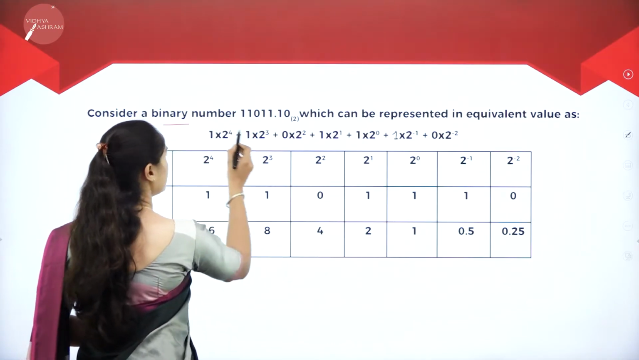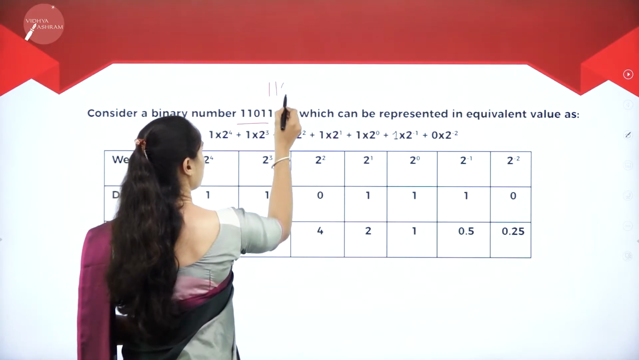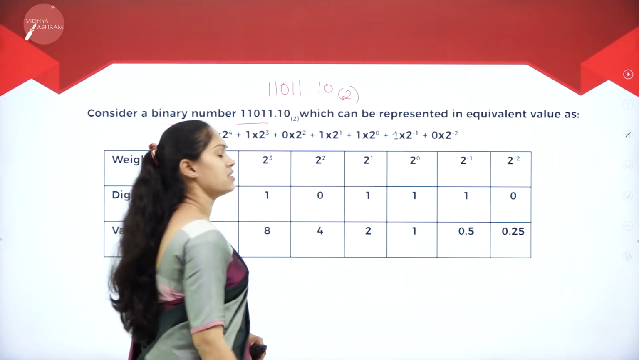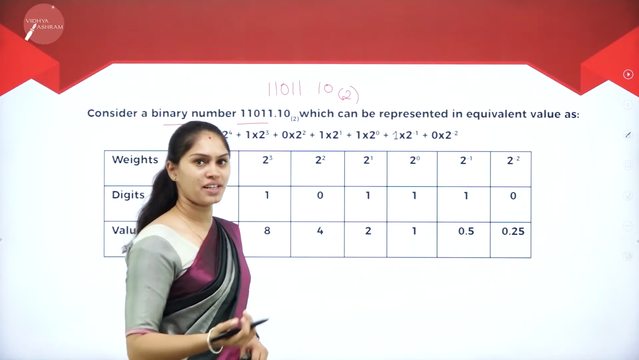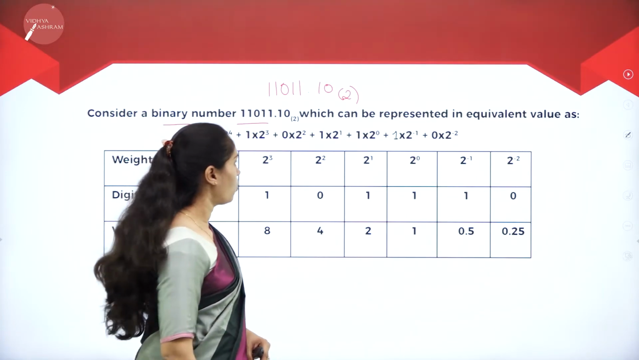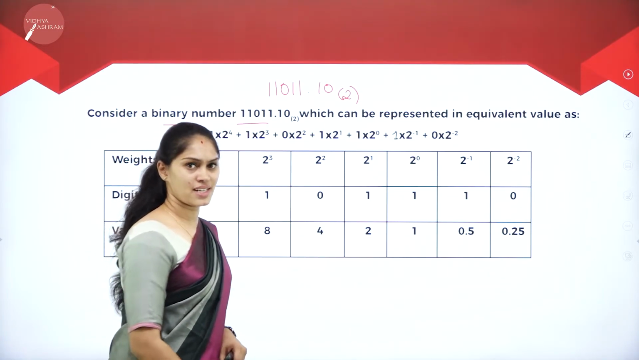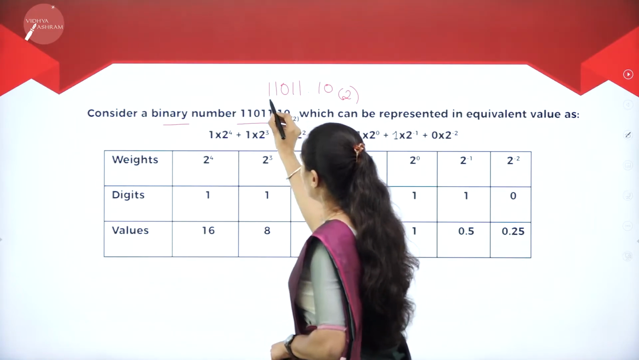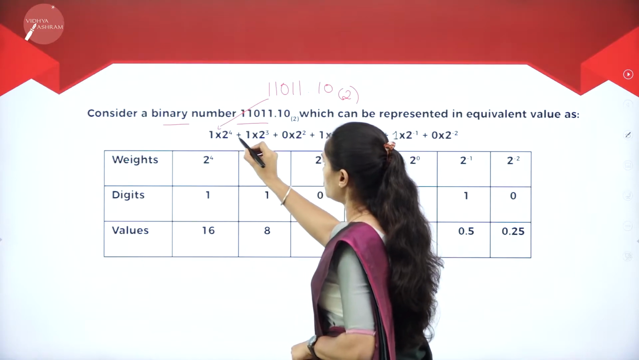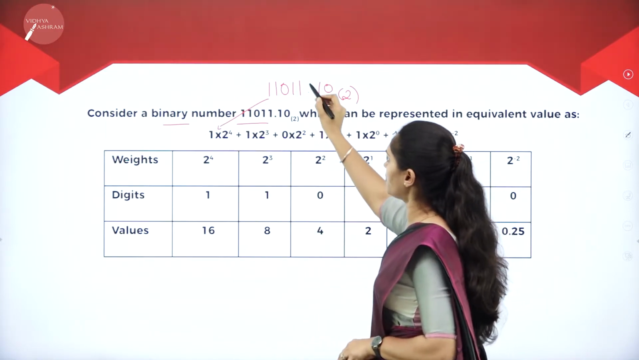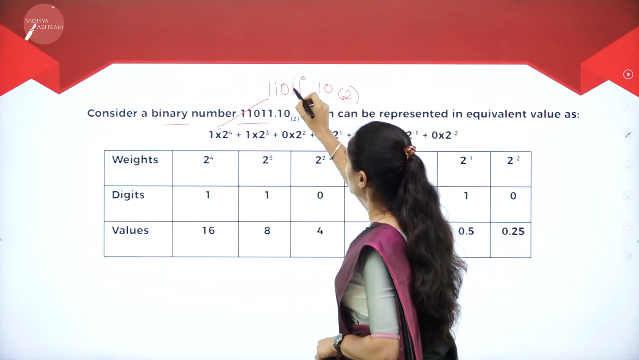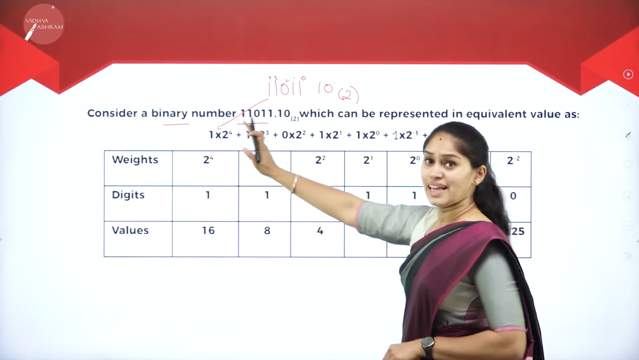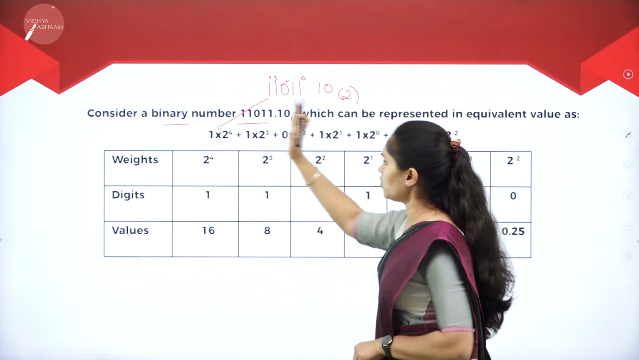Okay. So consider a binary number that is 11011.10, whose base is 2. That means it has only 2 different values, either 0 or 1. Then how are we going to represent its equivalent value? That is, this 1 into 2 power 4. So you have to give the power from here. Okay. 0, 1, 2, 3, 4. Don't give it from left to right. It has to be from right to left.